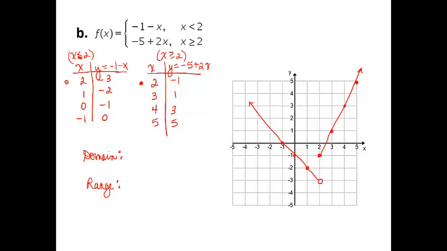Well, the domain is everything less than 2 and everything greater than or equal to 2, so that's all real numbers. We can also see that from the graph. The range, it doesn't even start until this negative 3, but it doesn't technically start there. That's open there. And then that leftmost ray continues up indefinitely. The second ray starts at negative 1, which we already have that included from the other graph, and continues indefinitely upward. Our range is negative 3 to infinity.